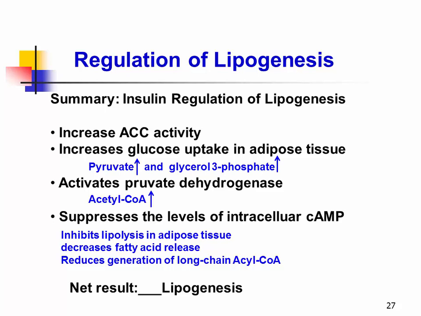And it suppresses the cyclic AMP levels. When we talked about glycogen metabolism, remember insulin decreases the cyclic AMP levels. And this will increase fatty acids and reduce the long-chain acyl-CoA levels. Does that make sense? Maybe we can come back to talk about it, because we have not talked about lipolysis, the other pathway. Let's just forget this for now.